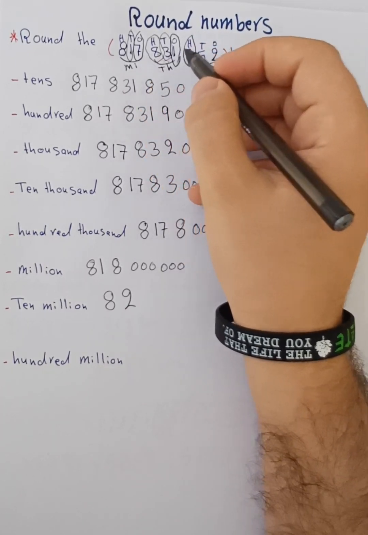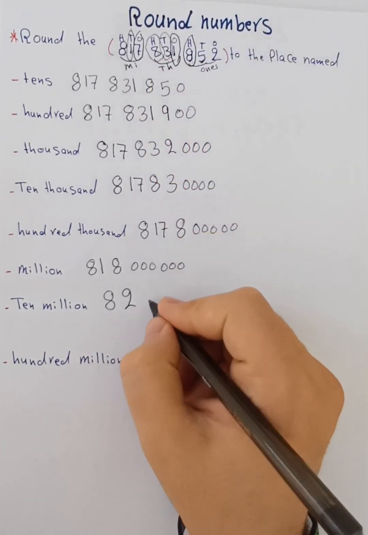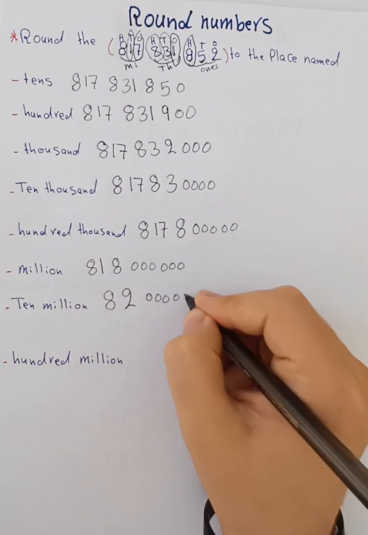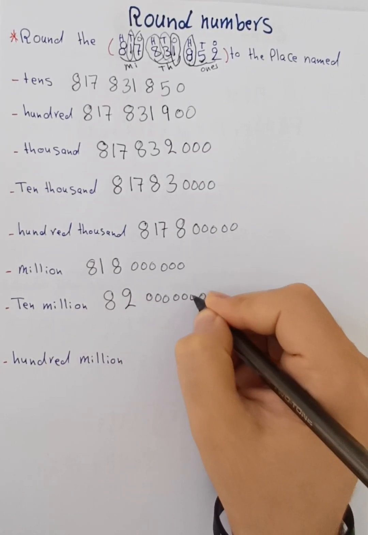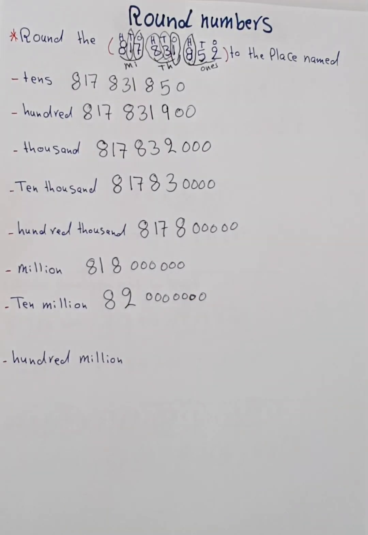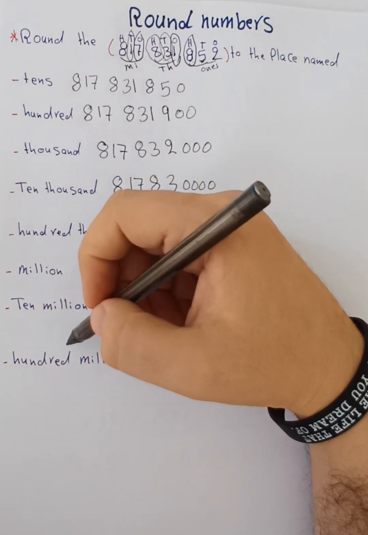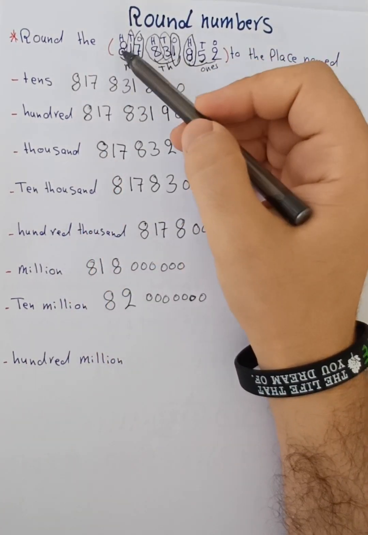1, 2, 3, 4, 5, 6, 7. We have to write 7 zeros. After that we have to round 100 million, the last number.